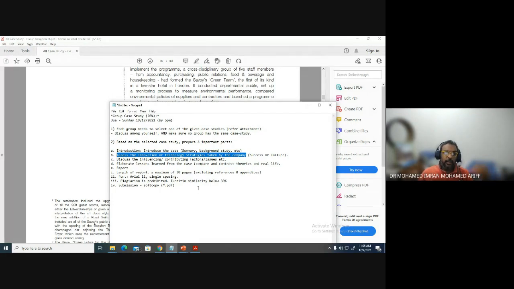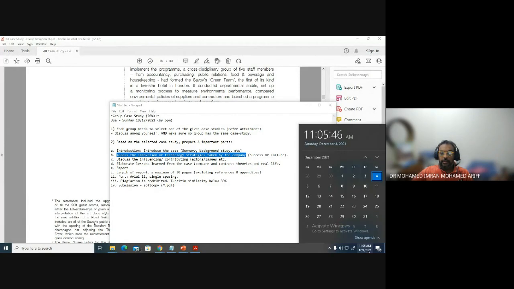And write the report. The report should be a maximum of 10 pages, single spacing, Arial 11, and then turn it in and submit to me on the 19th of December by 5 p.m. So 19th of December pagi, kita akan buat presentation, 2 group, present about your case study, explain to the class about your case study, and in the evening before 5 p.m. submit your report. Okay, so 19 itu lama lagi lah, lagi 2 minggu lagi.